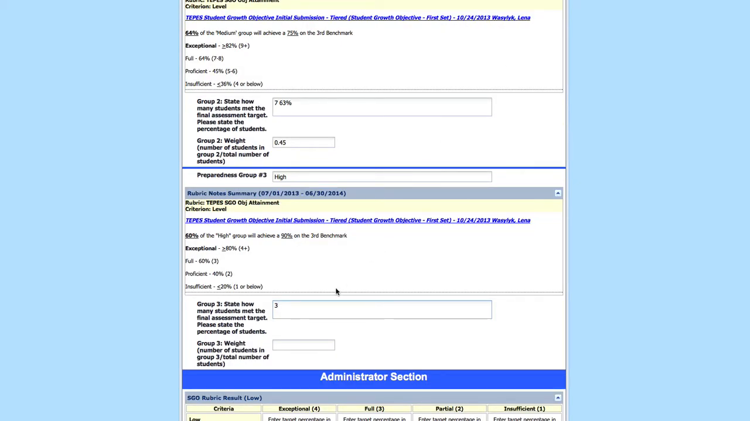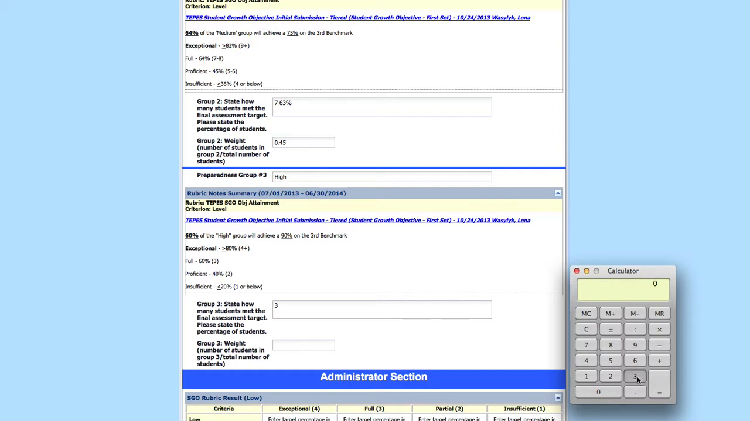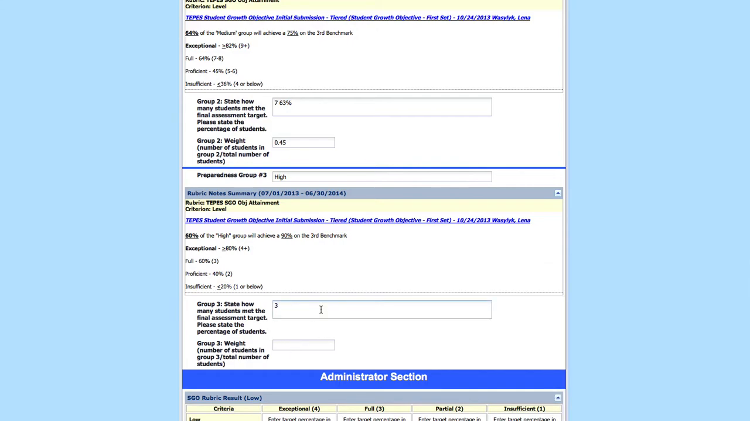So we're going to say, what is 3 divided by 5? It is 0.6, so that is 60%, which means that you have achieved full.